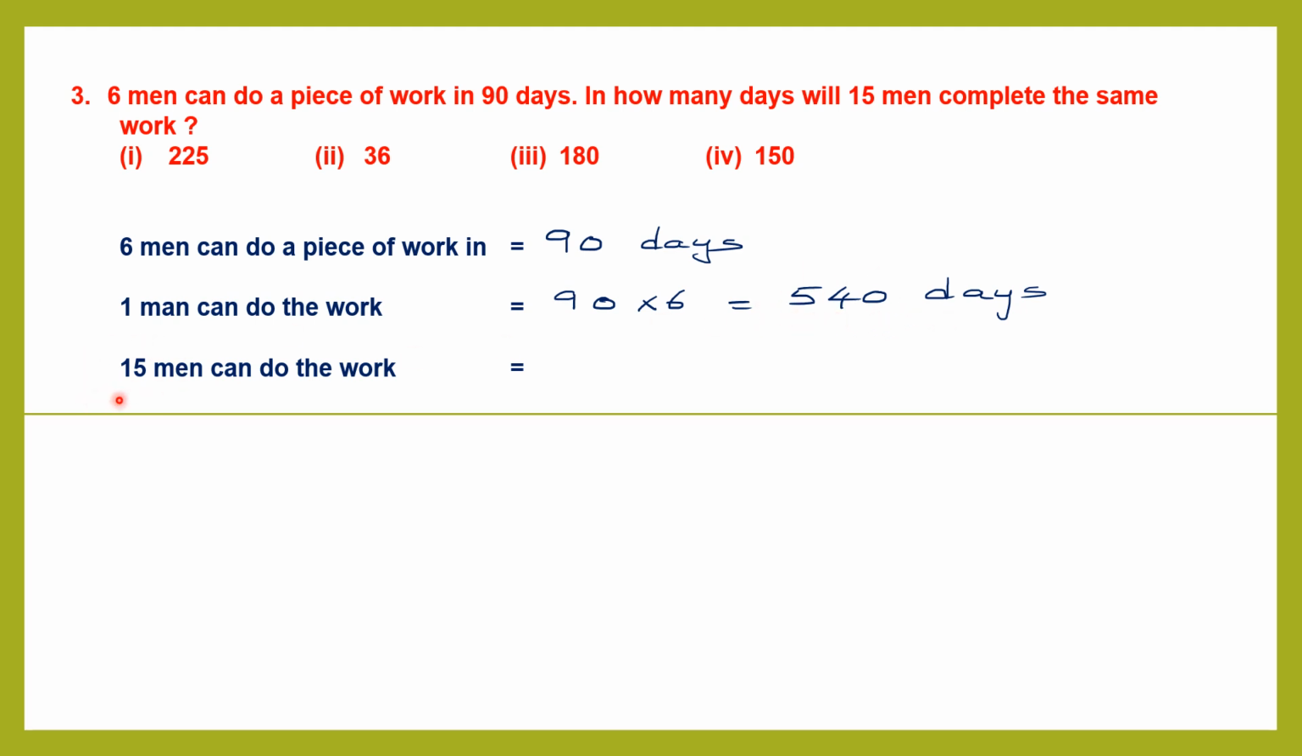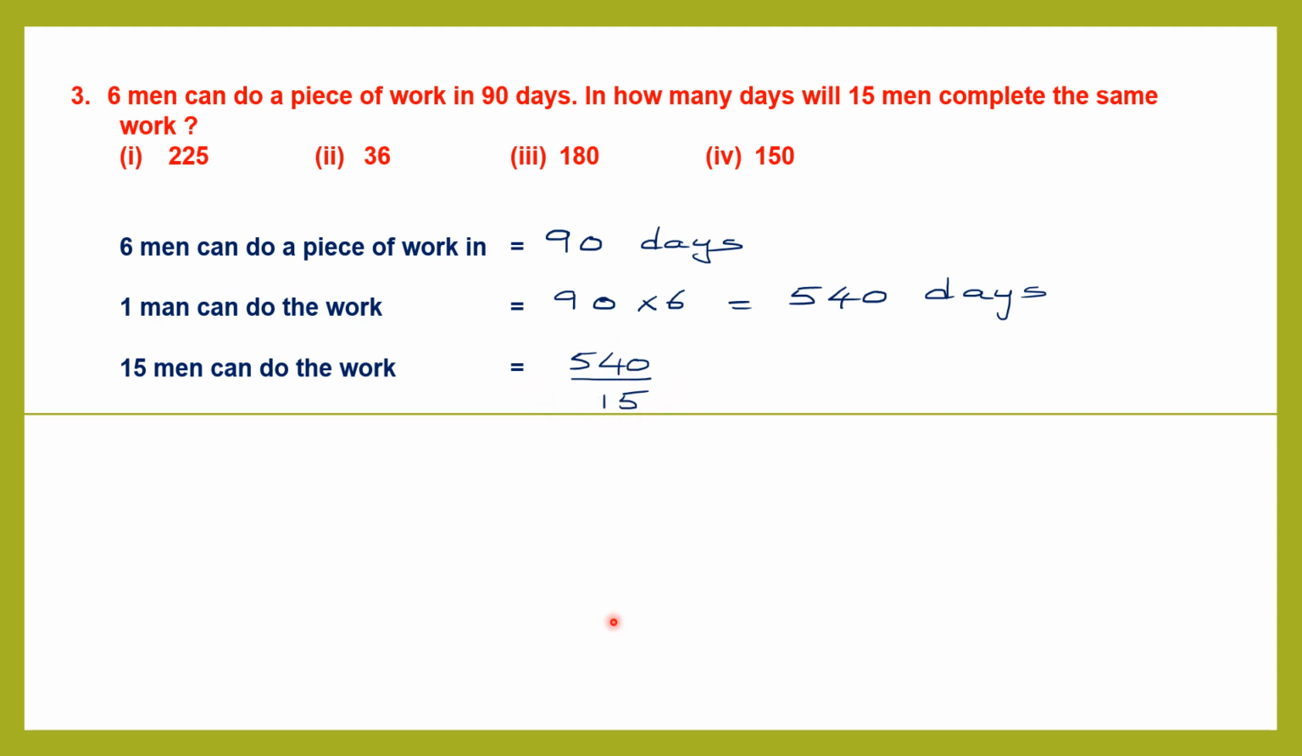But if 15 men are going to do it together, they will take less number of days, isn't it? They will take 540 divided by 15. So let's write that 540 divided by 15. Why are we dividing? We are dividing because 15 men will finish the work early, in less number of days, isn't it? So we are dividing it here.